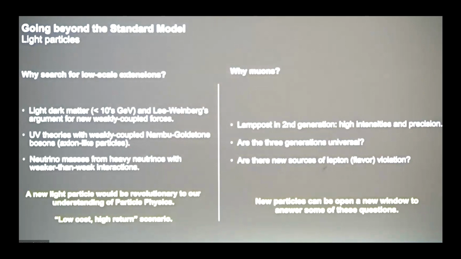And why muons? Well, in my opinion, it's just a great thing to do because it's a lamppost in the second generation. We have great intensities and great precision. And with all of that comes the possibility to explore all of these different possibilities. And who knows, if we discover some new light particle coupled to the muon, that may shed some light into some big, very hard to solve puzzles in flavor physics.